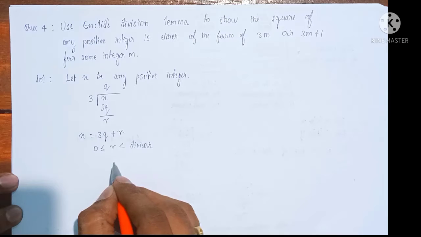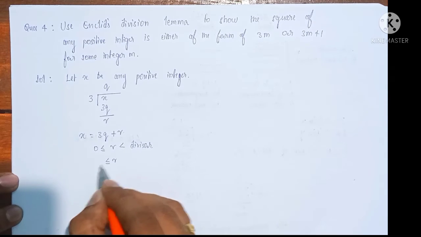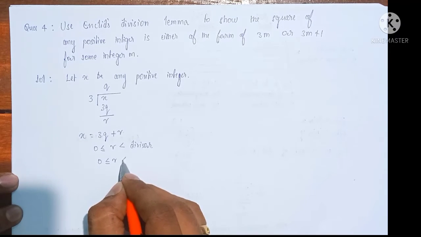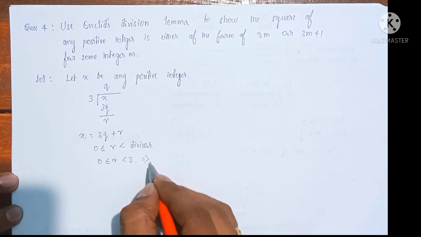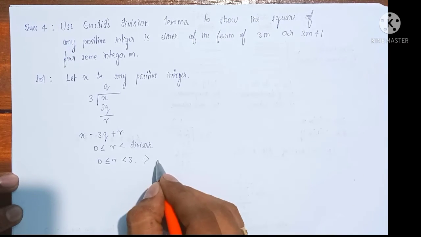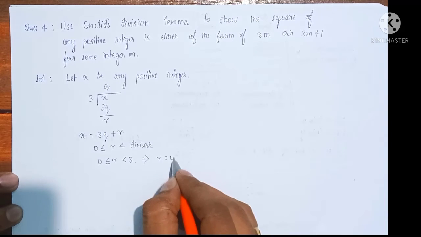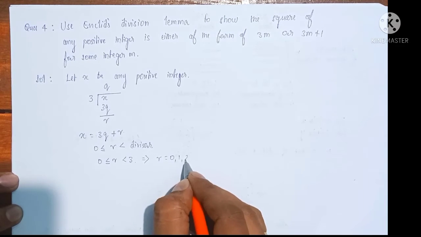So here r should always be greater than or equal to 0 and less than 3, which implies what can be the values of r? r can be 0, 1, 2.